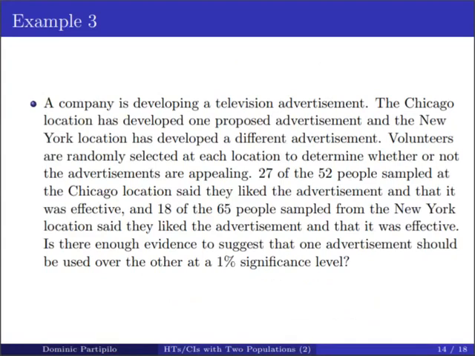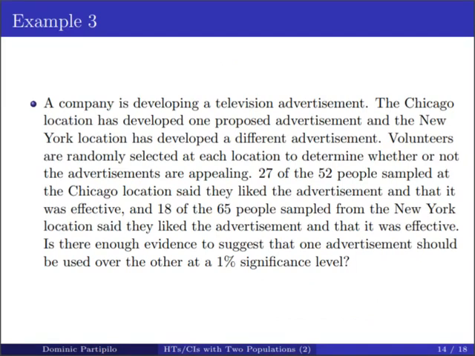So let's look at another example here. Suppose a company is developing a television advertisement, and it has two locations, a Chicago location and a New York location. Each of the locations has developed a different advertisement. So what they do is they gather volunteers randomly and ask them how effective the advertisement was and whether or not they liked the advertisement.